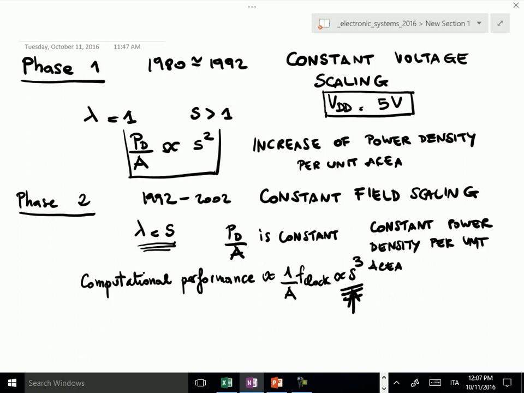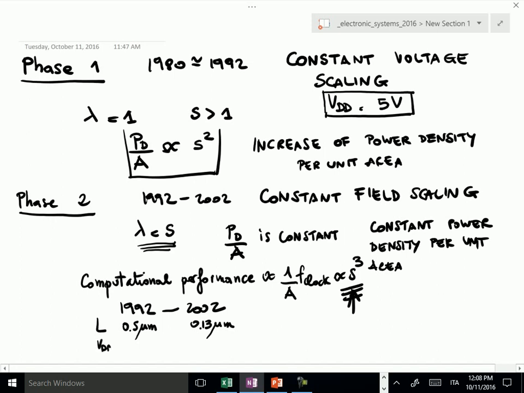And in this time, for example, from 1992 to 2002, the gate length went from 0.5 micron to 0.13 micron, so it's a huge reduction. The supply voltage went from 5 volts to 1.5 volts, so you see it's almost the same type of scaling. Okay, this is the type of improvement that we had in that time.